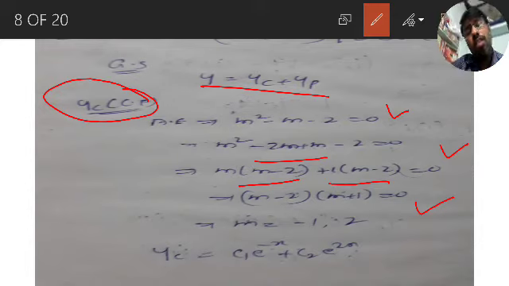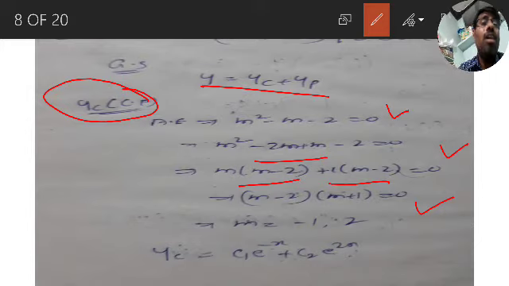Therefore our complementary function, that is yc, can be written as c1 into e power of minus x plus c2 into e power of 2x. This is yc, where arbitrary constants exist in yc because it is the general solution of the corresponding homogeneous equation.